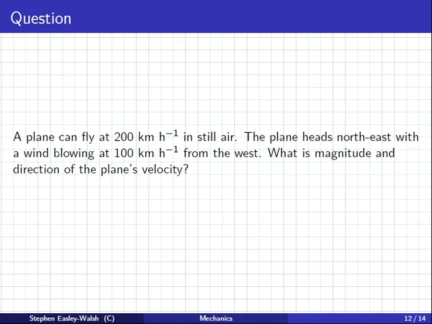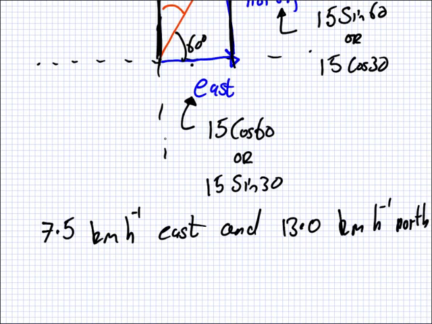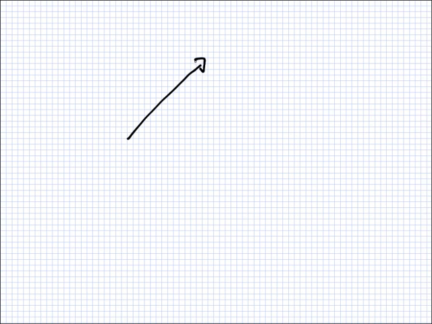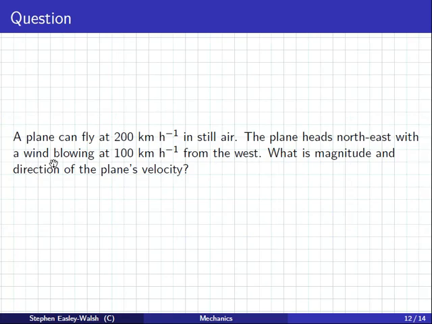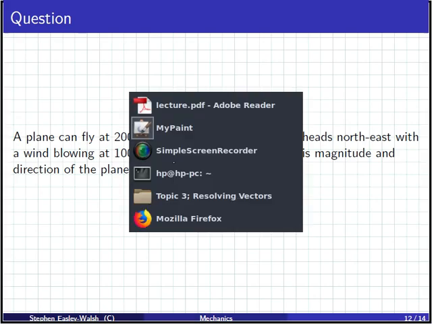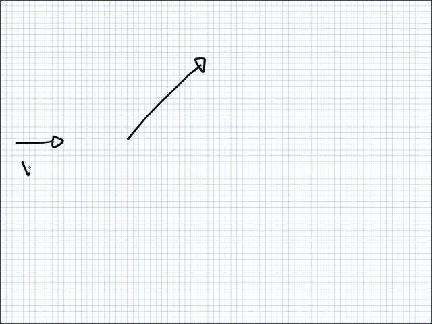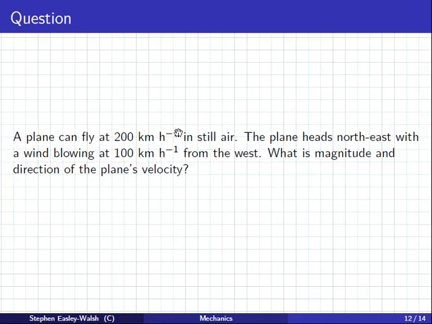Now, I'll let you try this again first. A plane can fly at 200 kilometers per hour in still air. That means if there's no wind, it can fly at 200. The plane heads northeast. But there's a wind blowing from the west. So there's a wind blowing this way, and this is the plane here. What is the magnitude and direction of the plane's velocity?